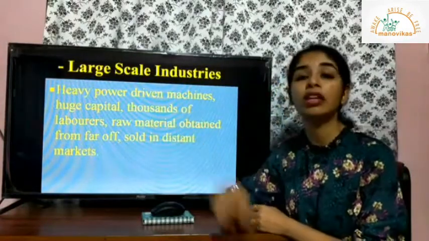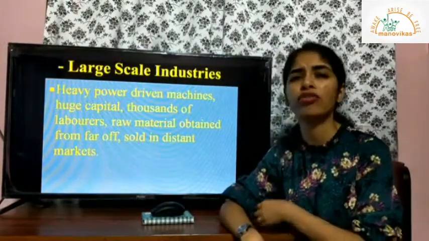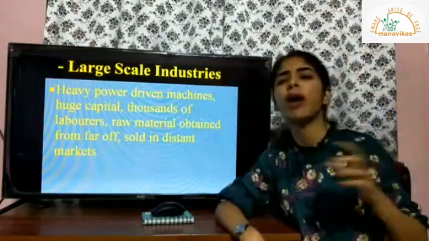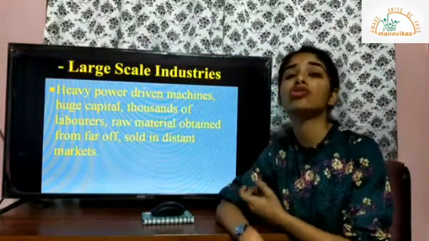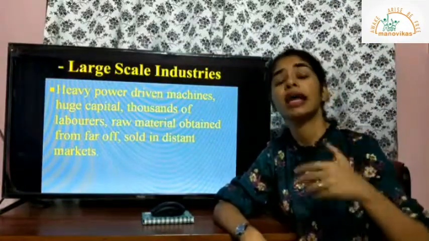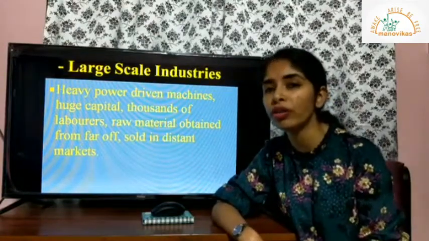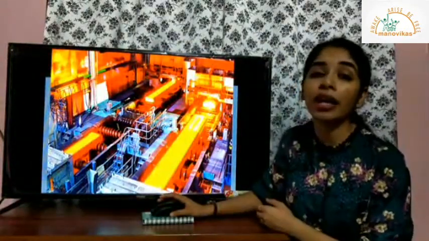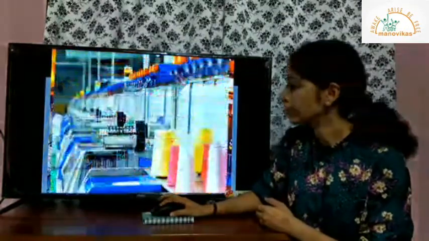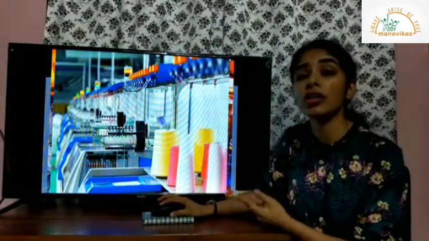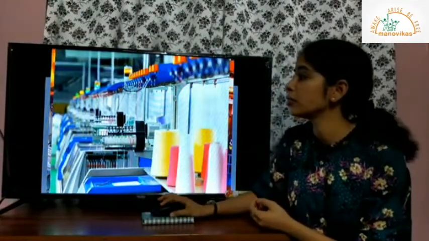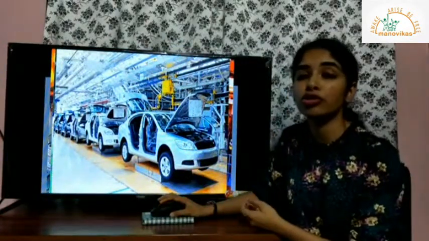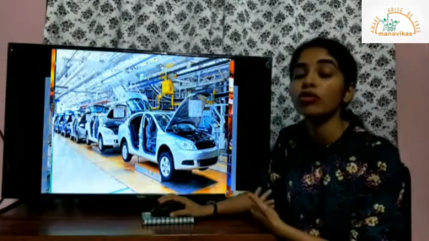And then raw material is derived from far off places. Okay, raw material, if it is not available locally, is derived from different parts of the country and it is sold in high-end markets and sometimes also imported to other countries. Okay, this includes the iron and steel industry. Okay, this includes the large-scale textile industries. Then we have the automobile industries where there is production of not only four-wheelers but also two-wheelers.